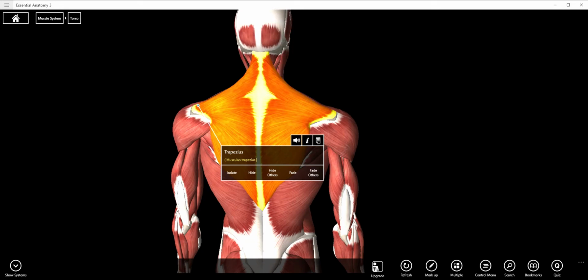Hey guys, we're going to take a look at the muscles of the pectoral girdle. These next three videos, we're going to cover the muscles of basically the entire upper quarter. So we'll start with the pectoral girdle, then the arm, and then the forearm.